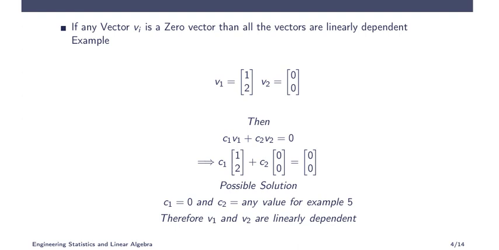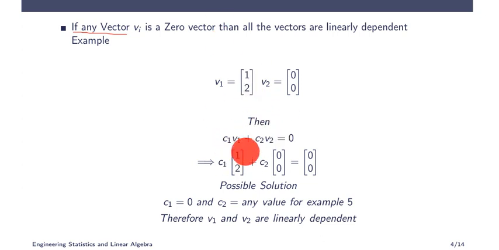So the first one is: if any vector Vi is a 0 vector, then all the vectors are linearly dependent. I am giving an example here. We have two vectors V1 and V2. The first vector is 1 and 2, the second vector is 0 and 0. Now are they dependent or independent? If you see, this is not a multiple of this, but still this is 0 times this one, so this is a multiple. So this V2 depends on V1, so it should be dependent, but we will prove it mathematically.